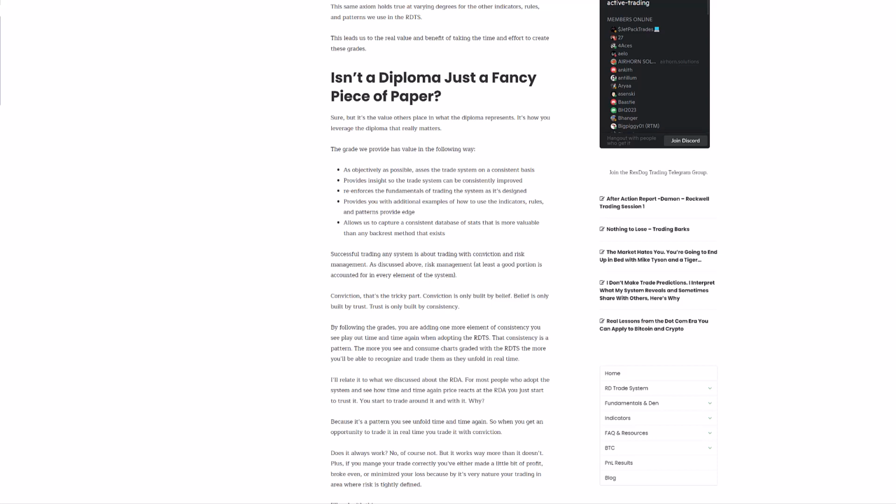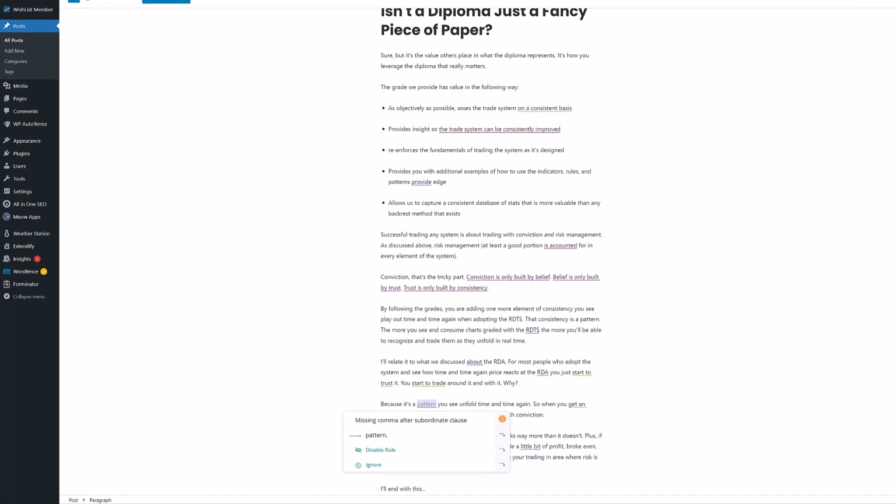The grade we provide has value in the following way. As objectively as possible, assess the trade system on a consistent basis. Provides insight so the trade system can be consistently improved. Reinforce the fundamentals of trading the system as it's designed. Provide you with additional examples on how to use the indicators, the rules, and the patterns to increase your edge. And the final thing is it allows us to capture a consistent database of stats that is more valuable than any backtest method that exists.